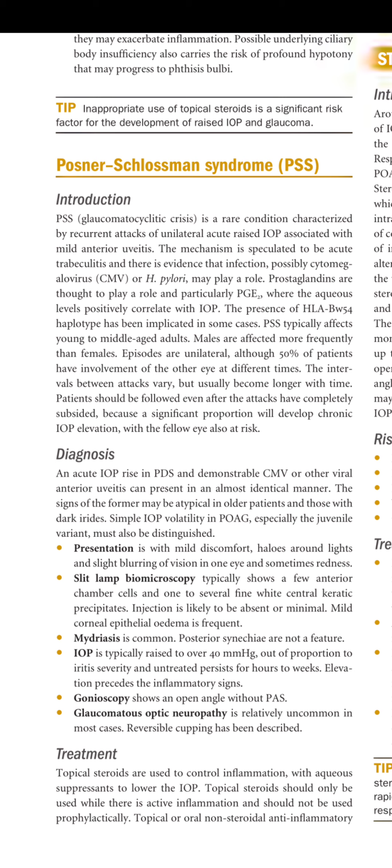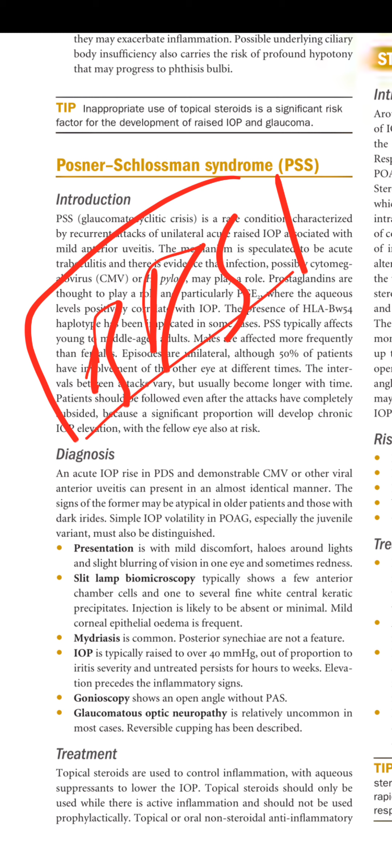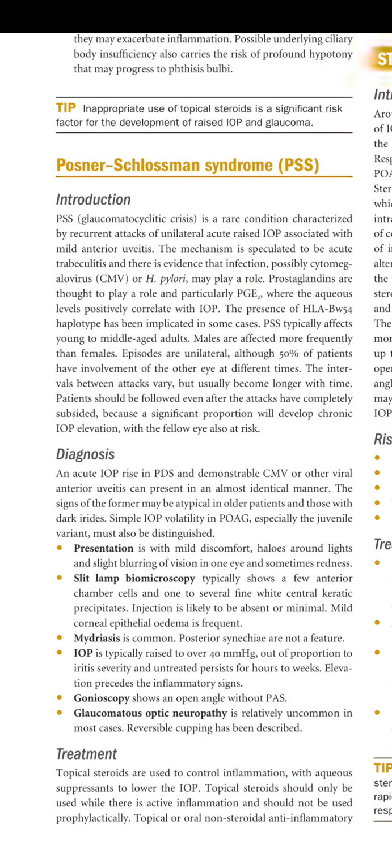So, what is the diagnosis? An acute IOP rise in PSS and a demonstrable CMV or other viral anterior uveitis can present in an almost identical manner. So the writer is basically trying to tell the differential diagnosis. If a patient comes with a mild anterior uveitis and a very raised IOP, PSS can present like this, CMV can present like this, and other viral anterior uveitis can present in the same manner. The signs of the former may be atypical in older patients and those with dark irides. Simple IOP elevation in POAG, especially the juvenile variant, must also be distinguished.